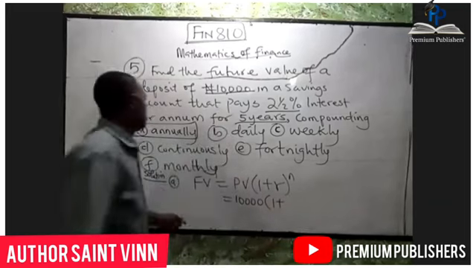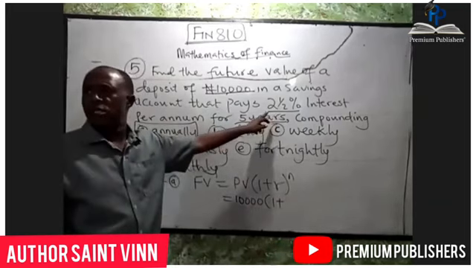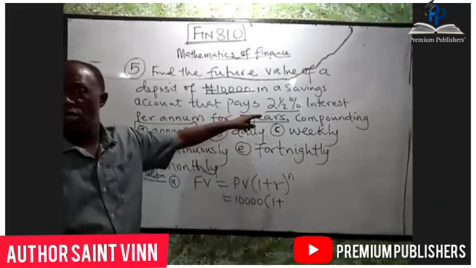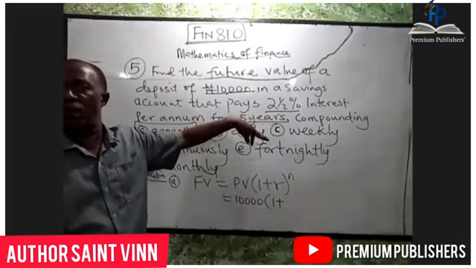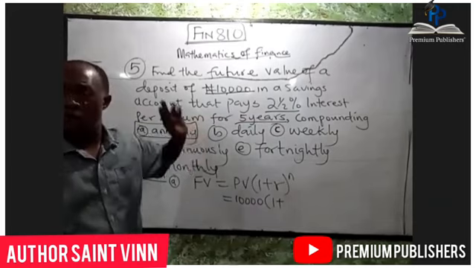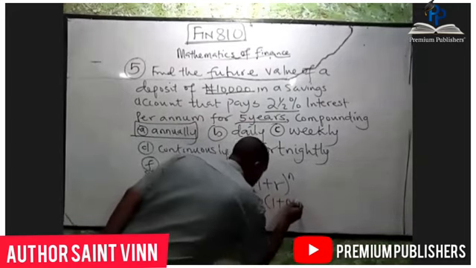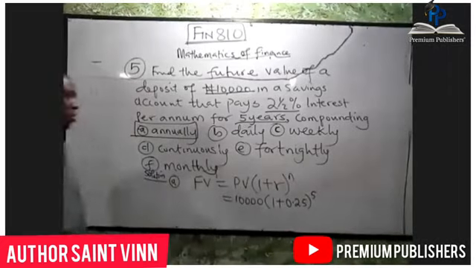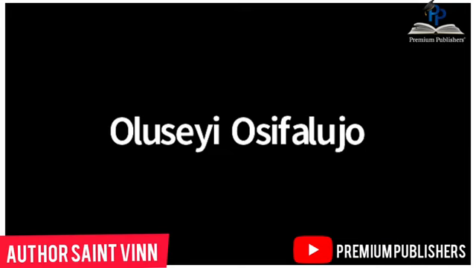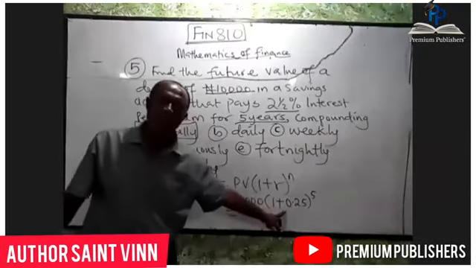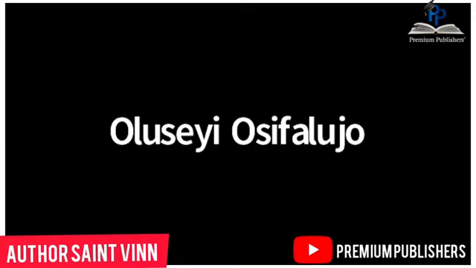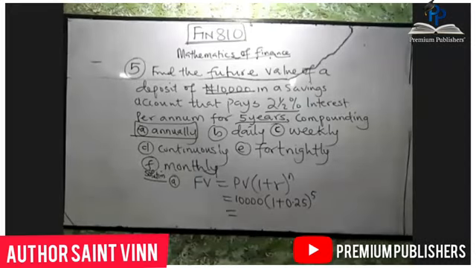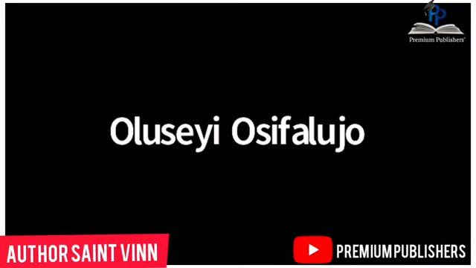We write 10,000 times 1 plus 2.5%. That is 2.5 divided by 100. What do you have? We agreed, we just want to be sure. Raised to the power of 1. No, that is 0.025. Hello, sir, 2.5% will be 0.025.